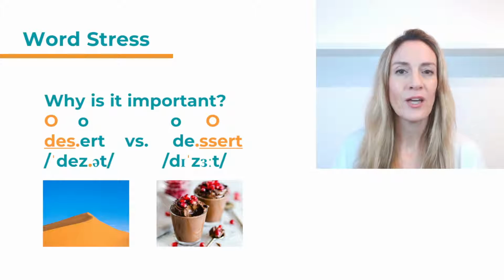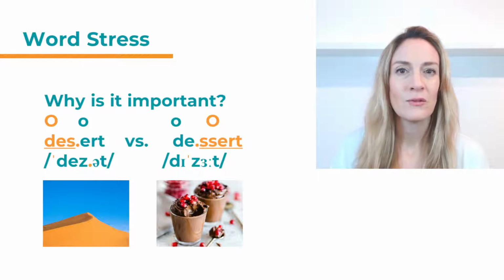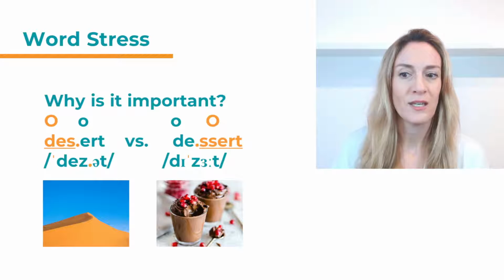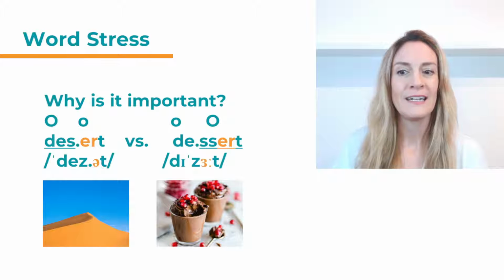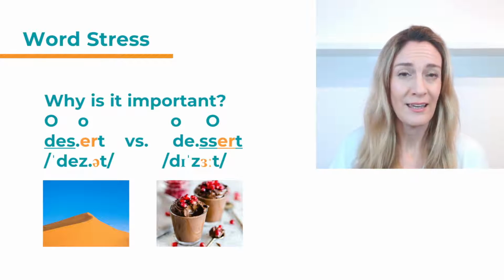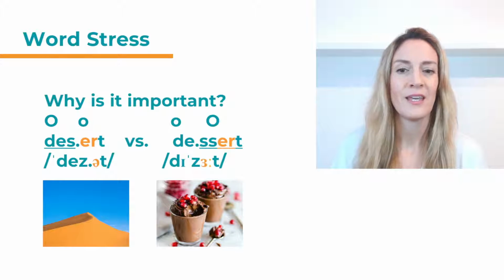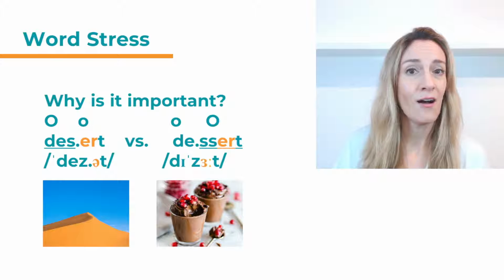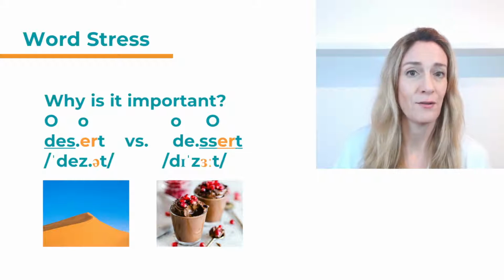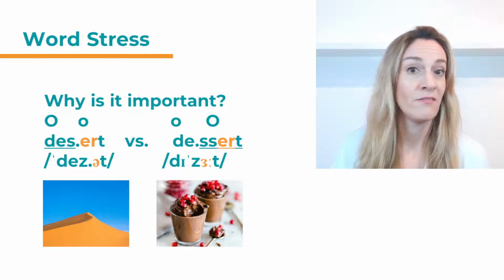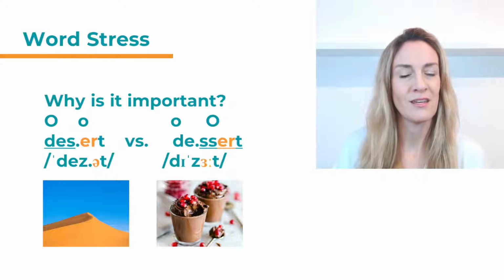And if you have a look at the phonemic transcript, it also impacts the sounds, because in the first word, desert, we really have a schwa sound here. It's not stressed, it's this very, very short sound. But in dessert, the ER spelling is a full vowel sound because we stress it. So very different vowel sounds in those two syllables.